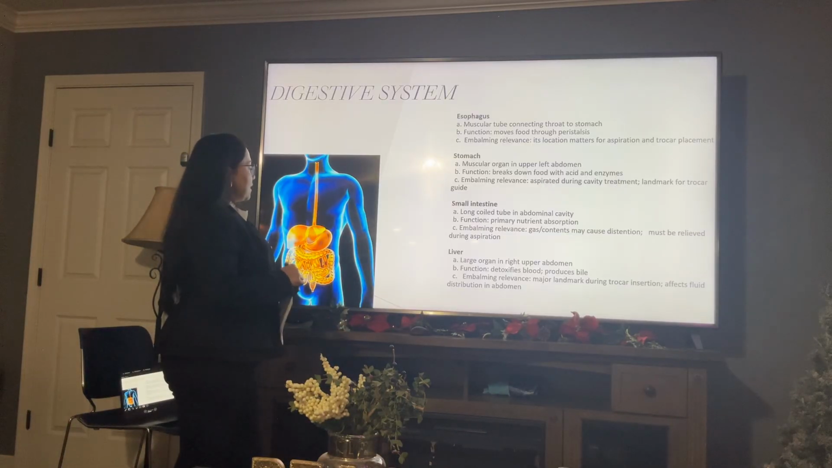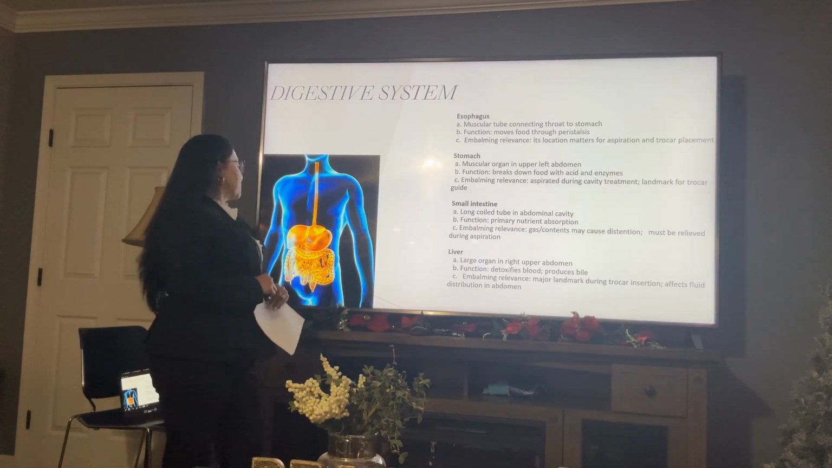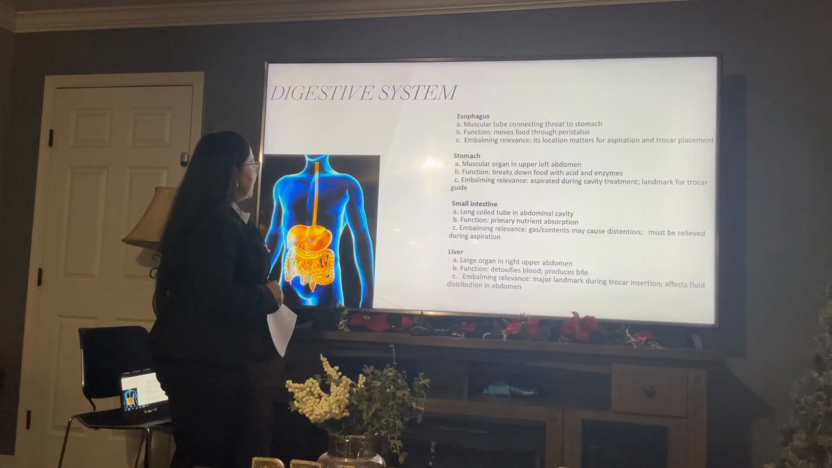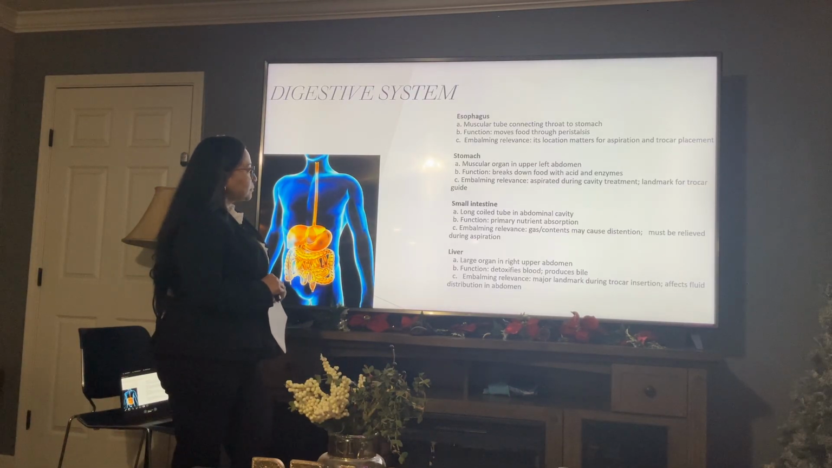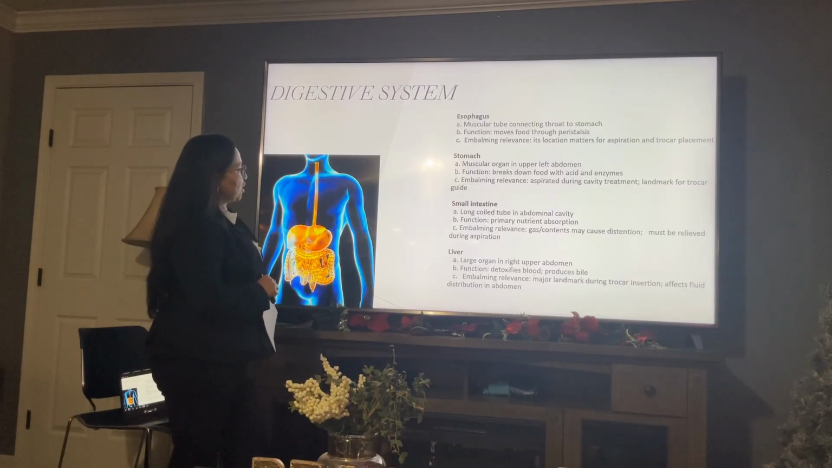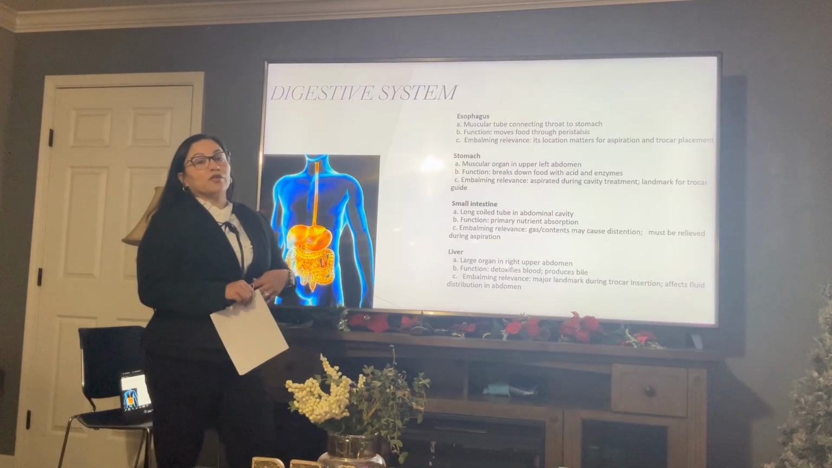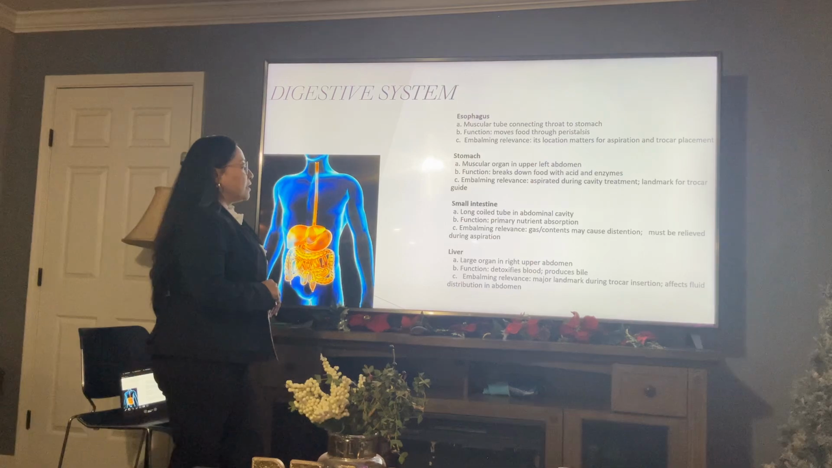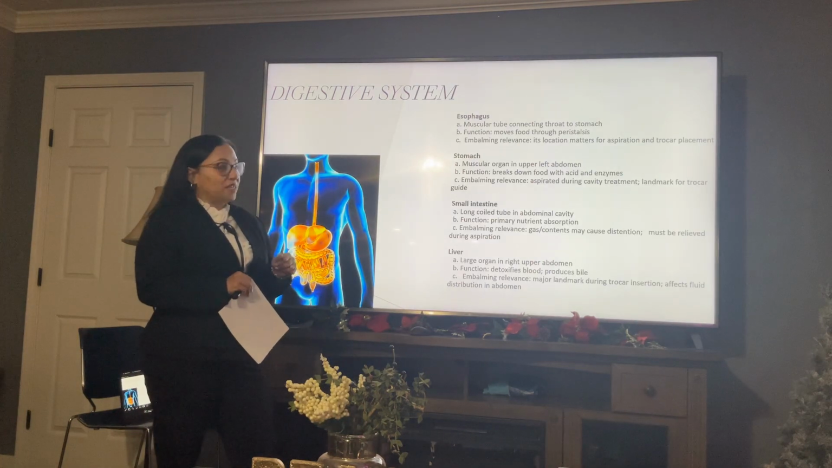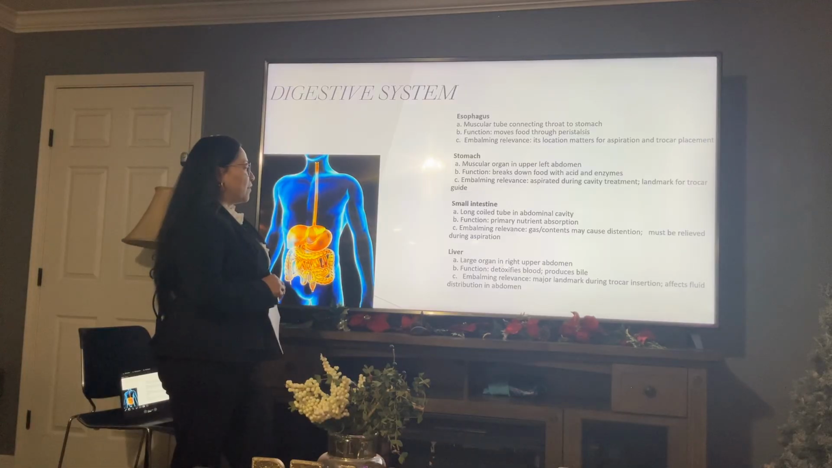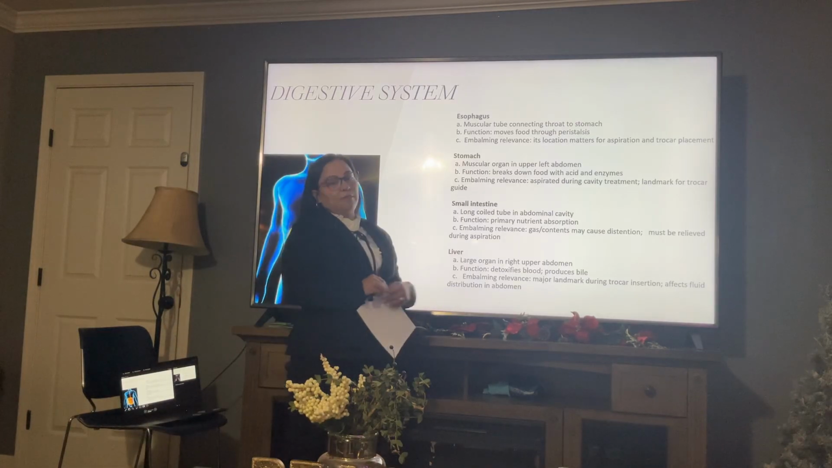The next structure is the liver, and it is a large organ in the right upper abdomen. The functions are it detoxifies blood and produces bile. And the embalming relevance is a major landmark during trocar insertion and it affects fluid distribution in the abdomen.